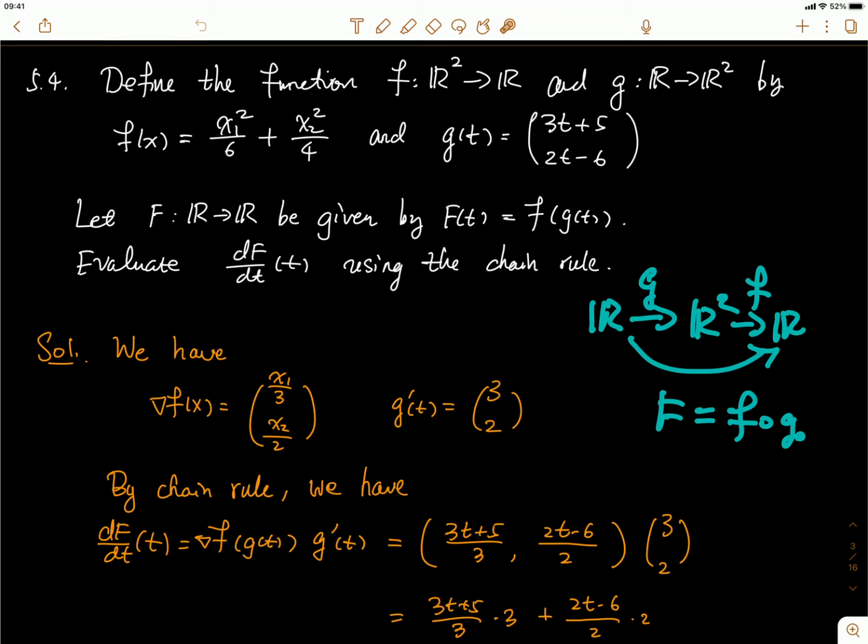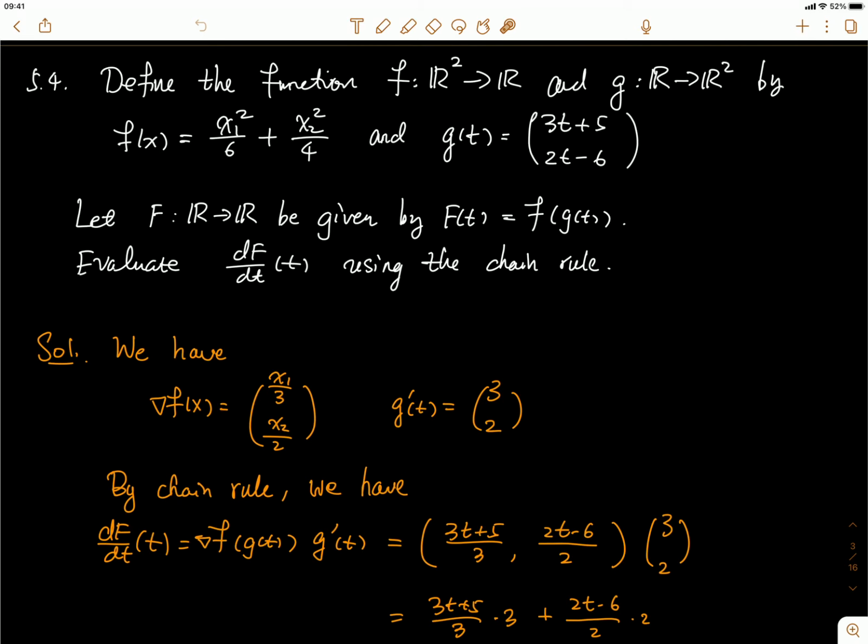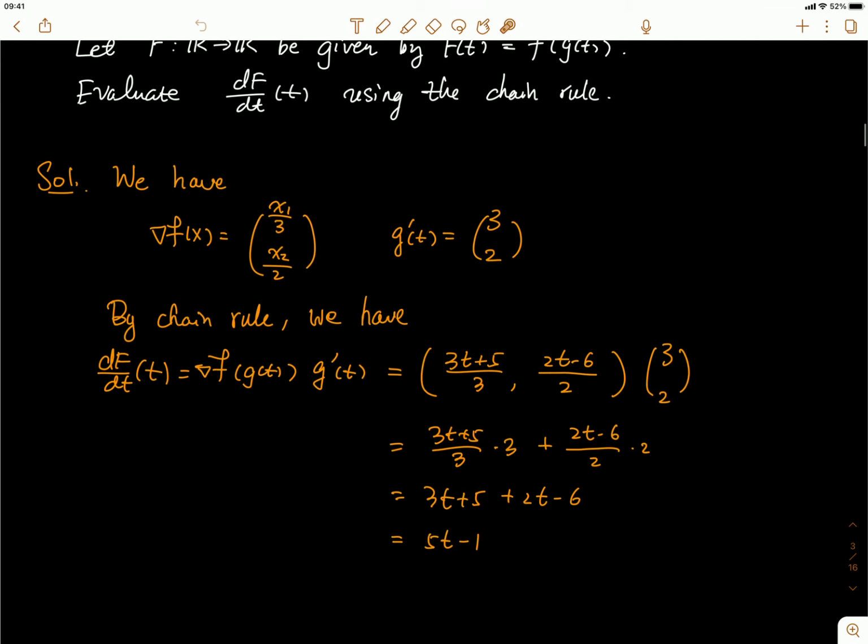Now we take the derivative of F using the chain rule. The derivative of F is just the gradient of f at g(t), times the derivative of g with respect to t. Remember this is the gradient of f at some point, but f is from R2 to R, so this will be a matrix of size 1 by 2.